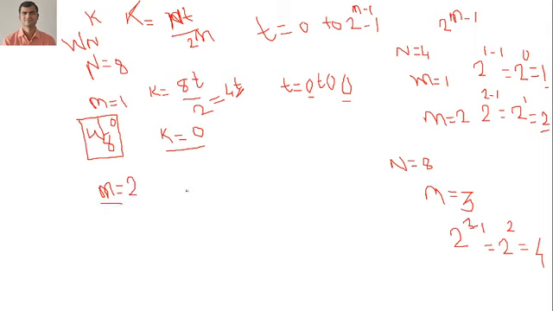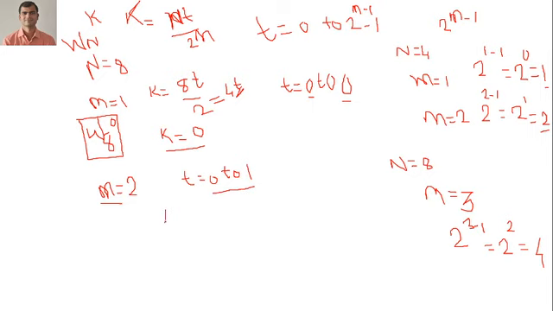So the formula for k is known. You first find the range of t. So t is equal to 0 to 2 raised to m minus 1, so 2 raised to 2 minus 1, so 2 raised to 1, so it becomes 2 minus 1, it becomes 1. So here the range of t is valid for 0 to 1.